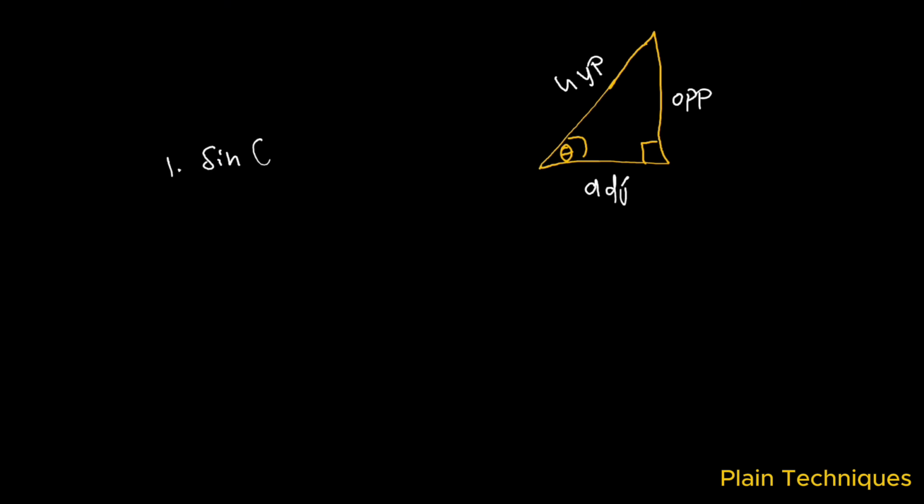sine theta, right? Whatever I'm writing here is in relation to this triangle. So sine theta will be opposite over hypotenuse, all right? So this is the relationship. It's opposite over hypotenuse, okay?